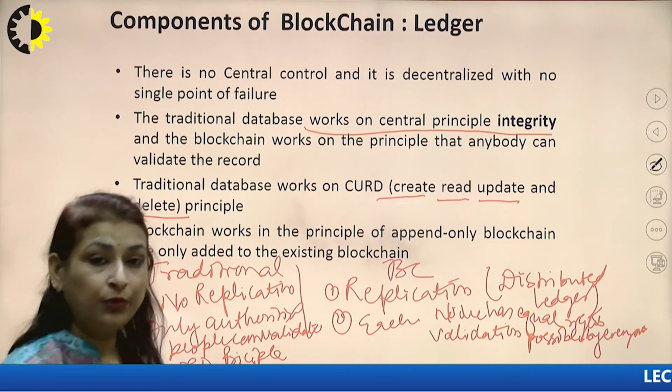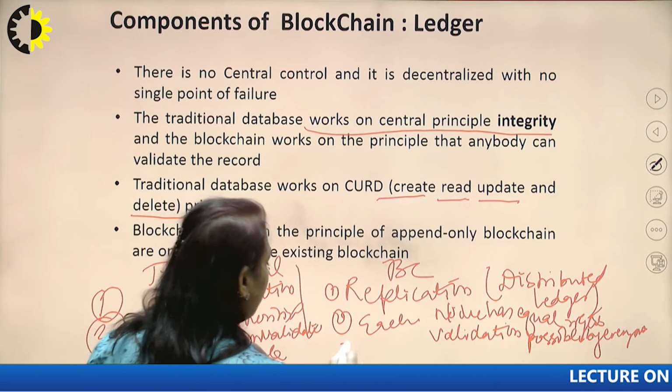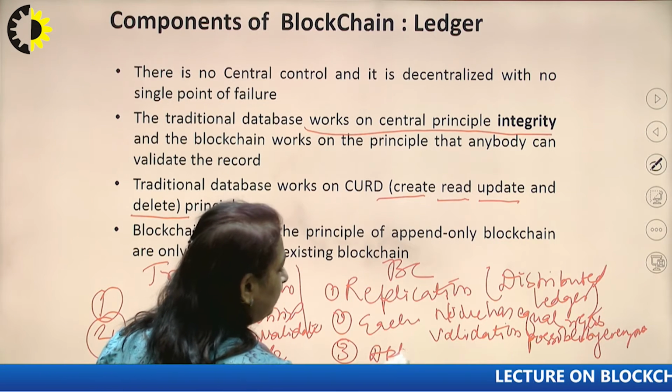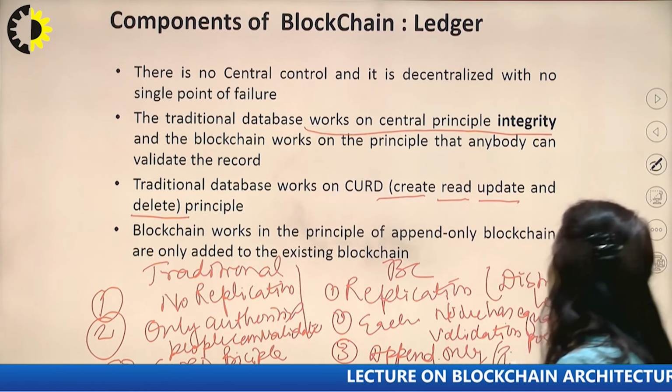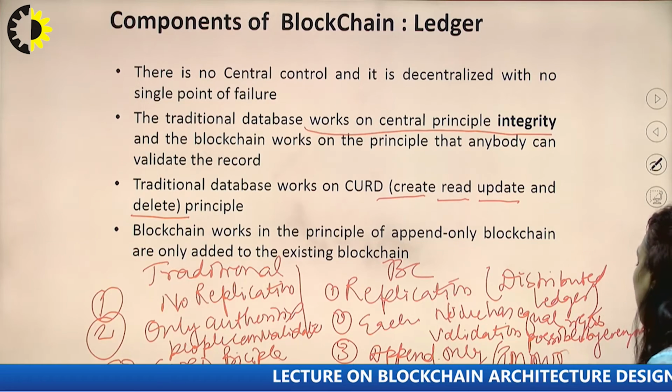But in the blockchain, it works on the principle of append only. We are not making any changes. Why append only? Because these are immutable. Keep these particular words in mind.